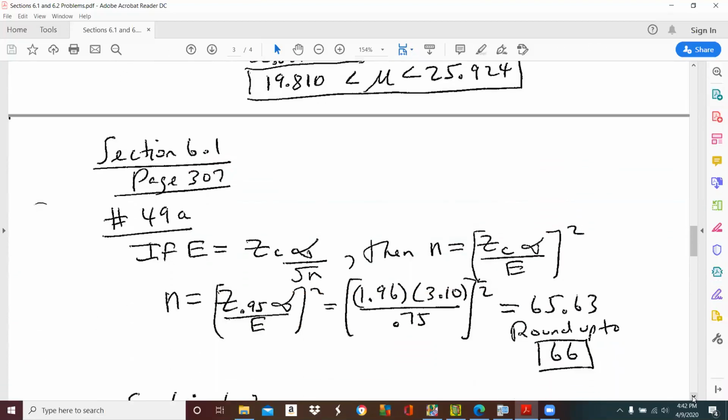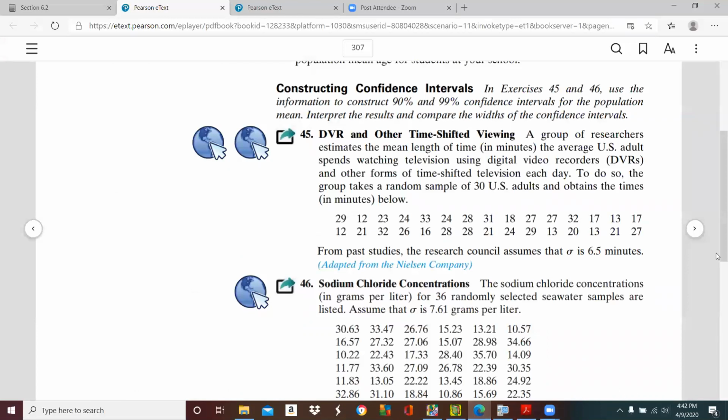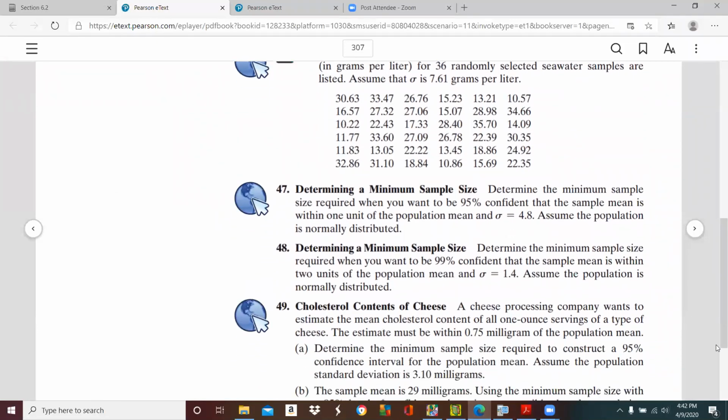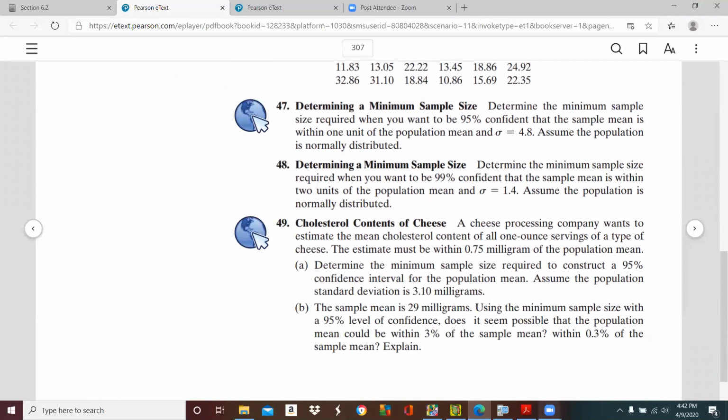All right. Next thing is a minimum sample size problem. It's page 307, number 49, part A. Let's go back. Same number, 49, part A. All right. Cholesterol contents of cheese. It says a cheese processing company wants to estimate the mean cholesterol content of all 1 ounce servings of a type of cheese. The estimate must be within 0.75 milligrams of the population mean.